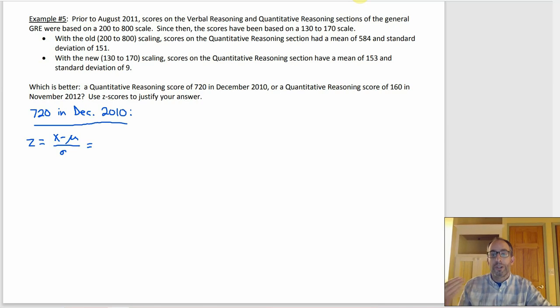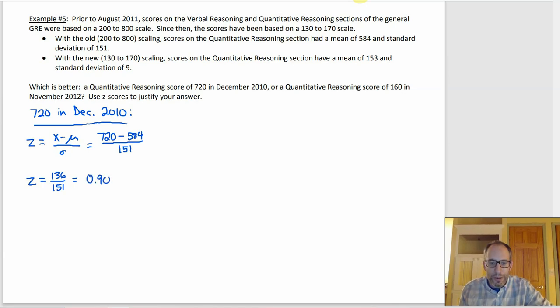x is just your observation, which means that's just the value that you're interested in, I suppose. So 720 minus the mean for the old scoring, which would be 584, divided by the standard deviation, which is 151. So then what you're going to get is 136 over 151. And to two places, that's 0.90. I think that's what our homework asks for, is two places. And that's pretty conventional for z-scores. So we'll stick with it.